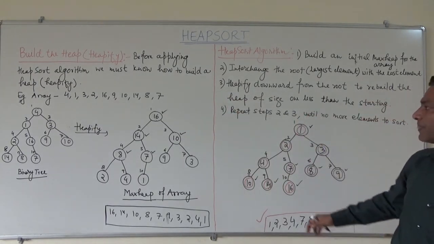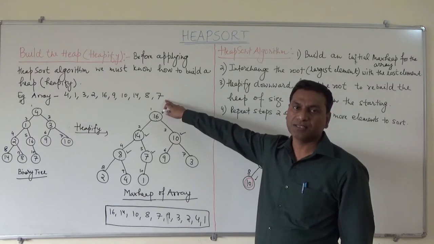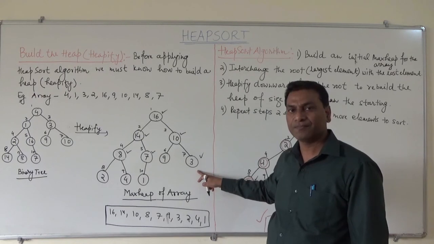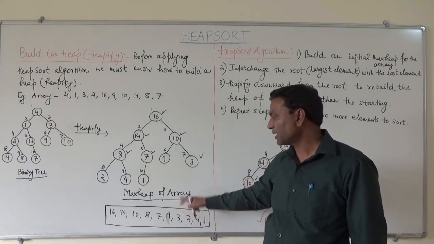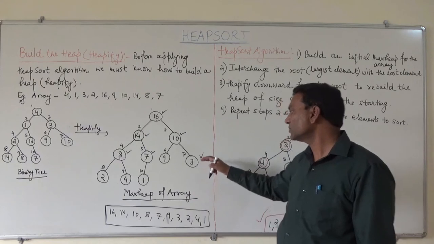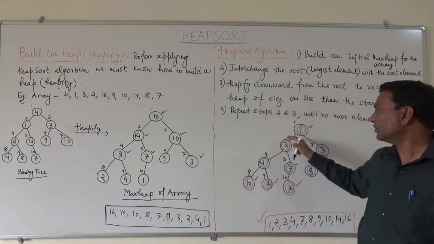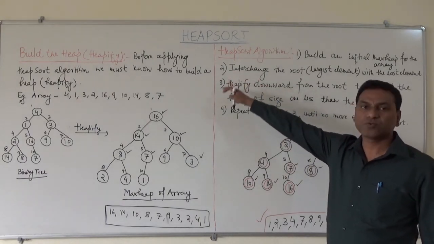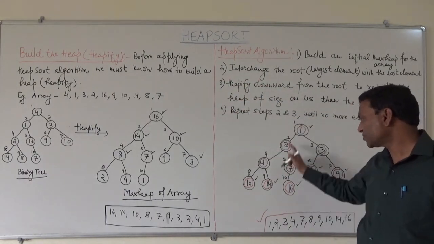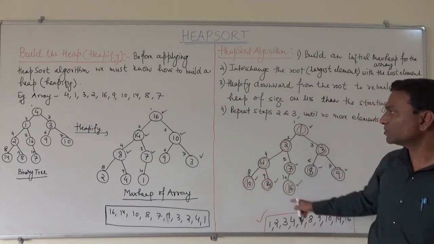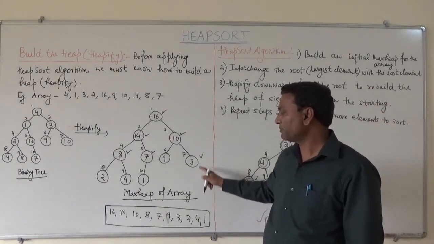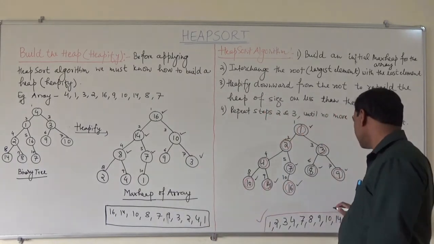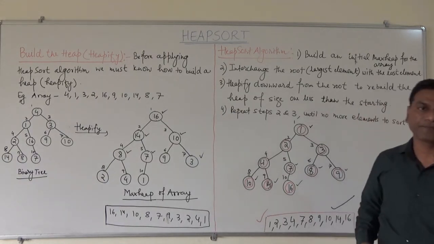So we can say initially we have taken this unsorted array, and after that we have made this max heap, and this is the corresponding array for this max heap. And then we have used these steps 2 and 3, and in this way we have sorted this array. So initial array was this, and after making the max heap, the array was this, and finally this is the final sorted array. Thank you.